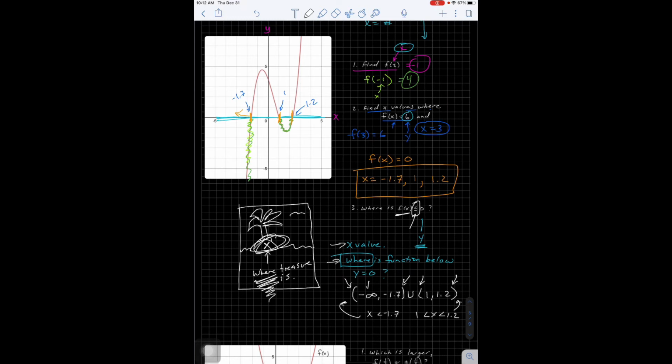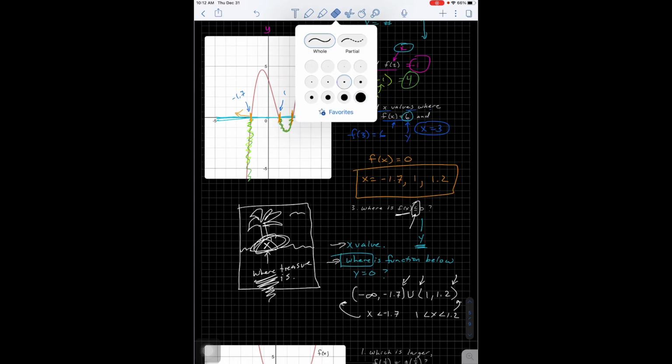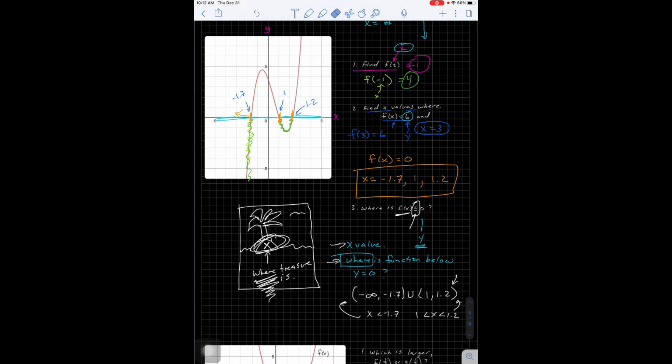Now, every time I write infinity, this is not an actual number, so I don't actually get to negative infinity. So the infinity guys are always round. But the numbers in this case are included. So instead of round brackets, I'm going to come back and I'm going to do square brackets around the number. Now, if it had said f of x is strictly less than 0, everything would have been round. That's how you decide between those two.